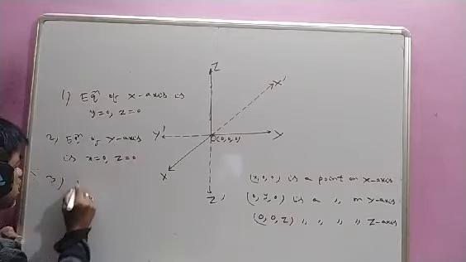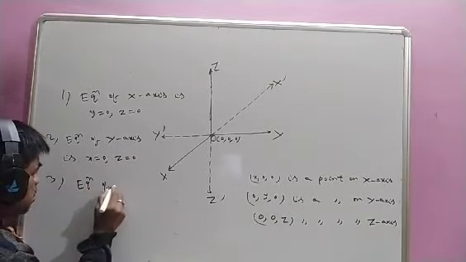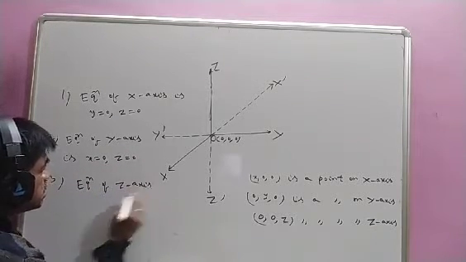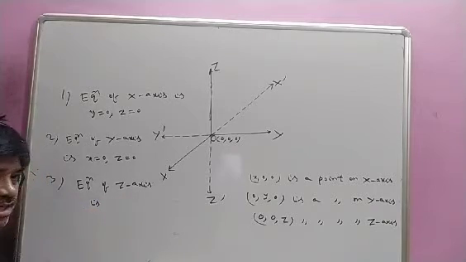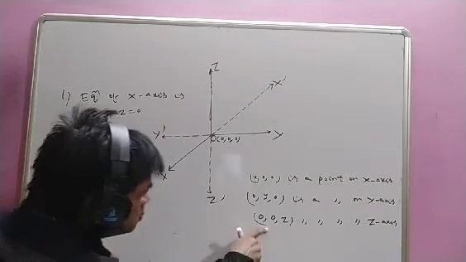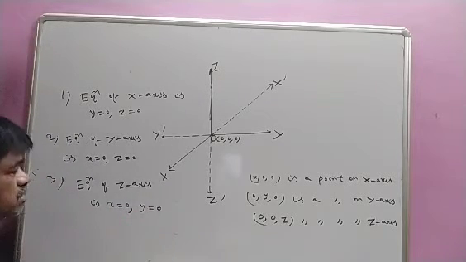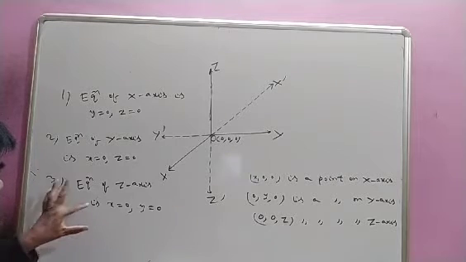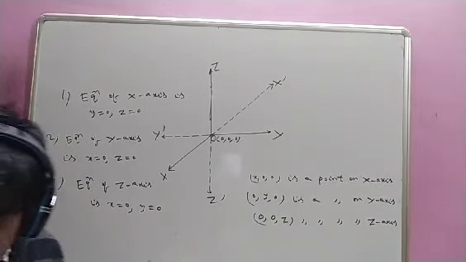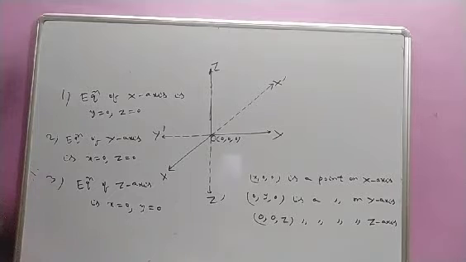Then number 3, what is the equation of the z-axis? On the z-axis there is only the z coordinate, and the x coordinate and y coordinate are 0. So x is equal to 0 and y is equal to 0. Remember, for short questions they may ask what is the equation of the z-axis. So x is equal to 0 and y is equal to 0.